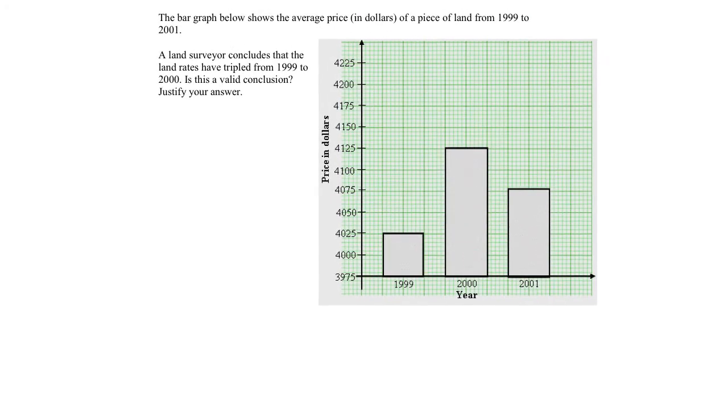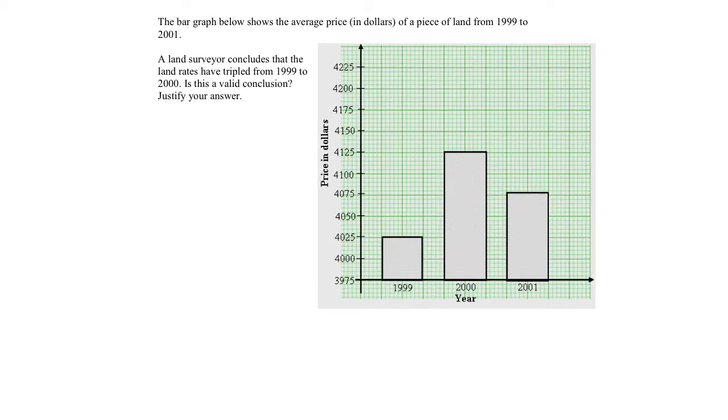Hello everyone, welcome to this math problem where we are given a bar graph and a land surveyor concludes that the land rates, that means the price, have tripled from 1999 to 2000. It does seem that way.